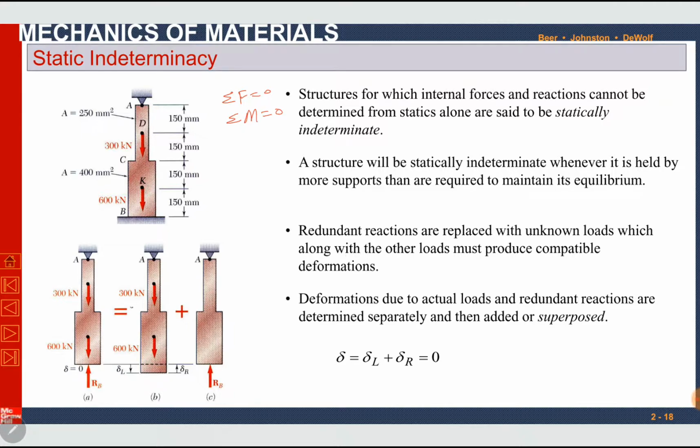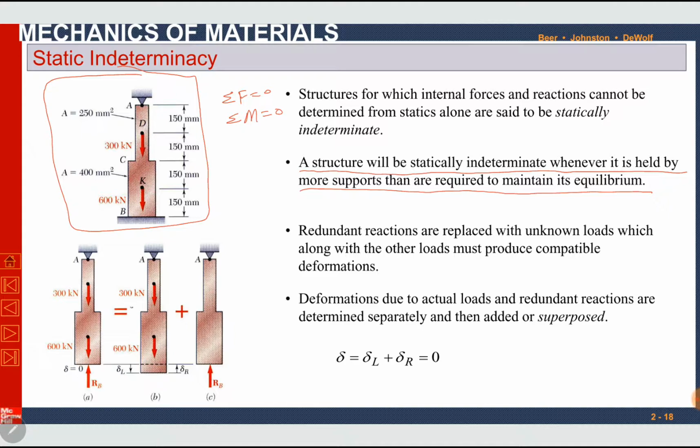A structure will be statically indeterminate whenever it is held by more supports than are required to maintain its equilibrium. In this figure, you can see a bar hanging at point A and supported at point B, and there are two vertical forces acting on the bar. This bar is constrained at two points, at point A and at point B.